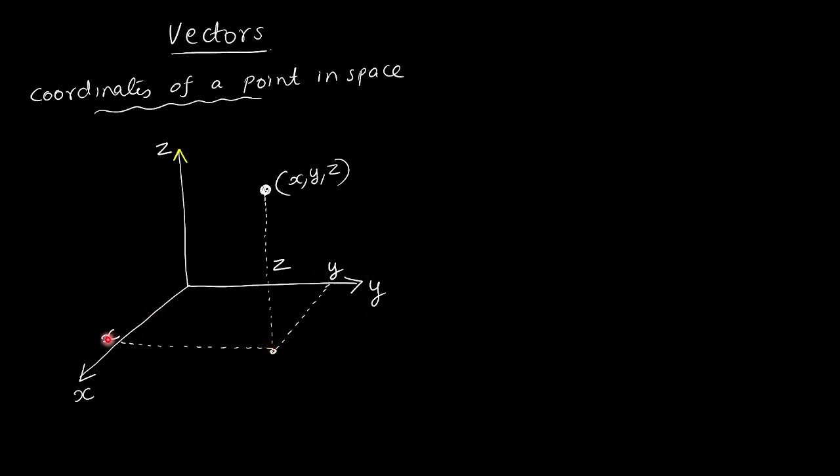Draw dotted lines to the x-axis and y-axis. The dotted lines meet the x-axis at x and the y-axis at y. Let the height be z. The position of the point is denoted as x comma y comma z. So in this way we explain the position of a point in space. All of it clear? Understood?